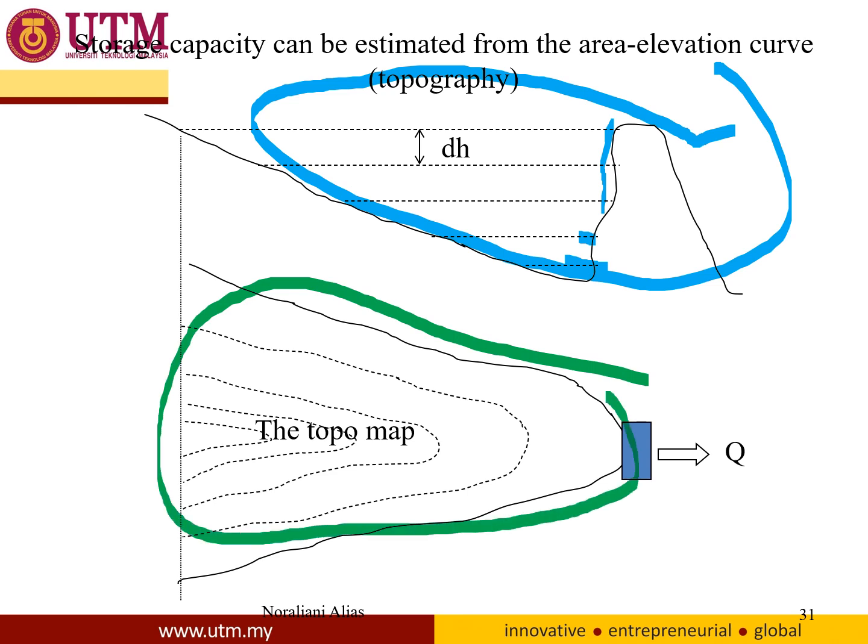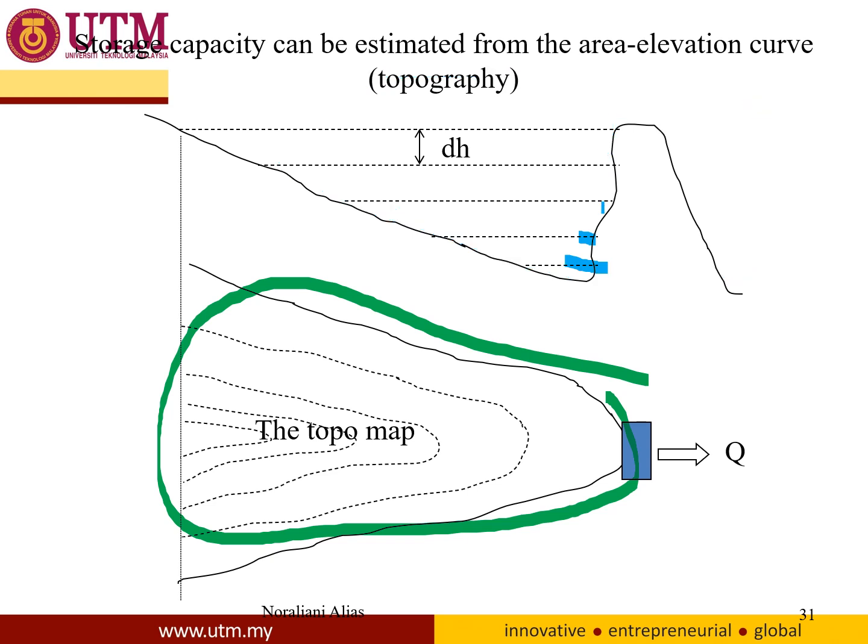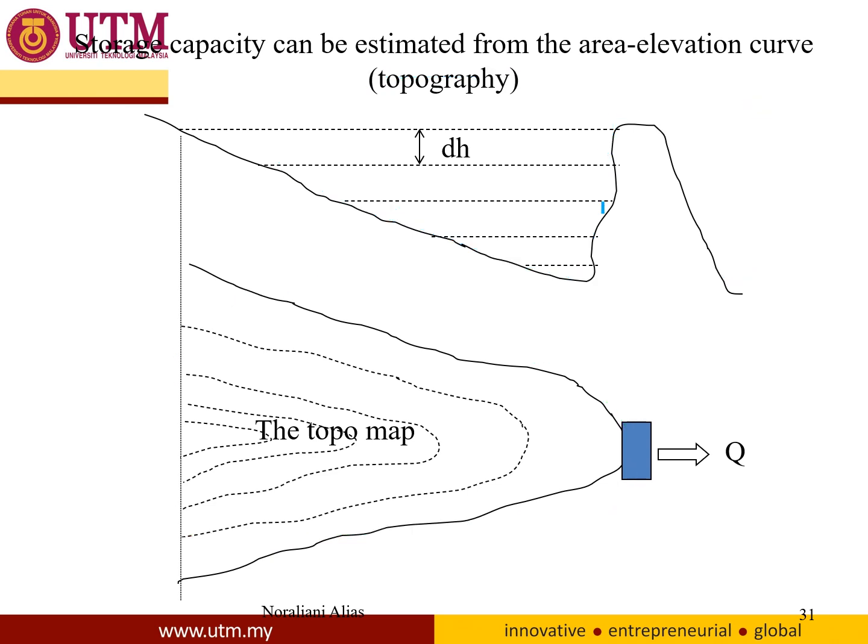For example, this line is the elevation, let's say elevation 1. So the area of elevation 1 is this one. Then in another color, this is elevation 2. So the area of elevation 2 is here, the whole thing here. That is the area of elevation 2.